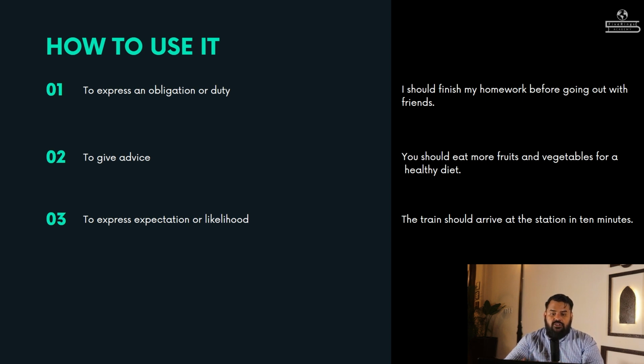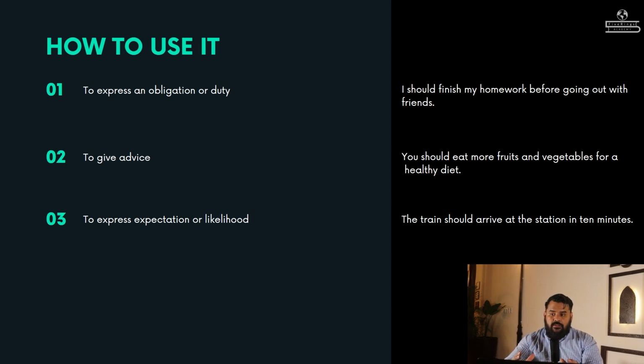And number three, we use it to express expectation or likelihood. The train should arrive at the station in 10 minutes. El tren debería llegar a la estación en 10 minutos. It should arrive at that time. There is already an expectation established. We know that in 10 minutes, the train should be there.